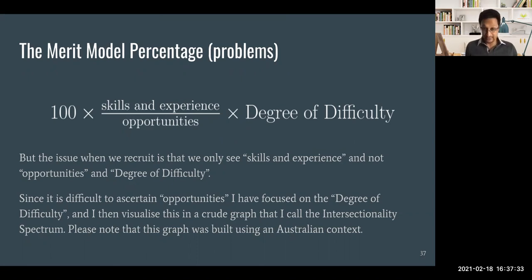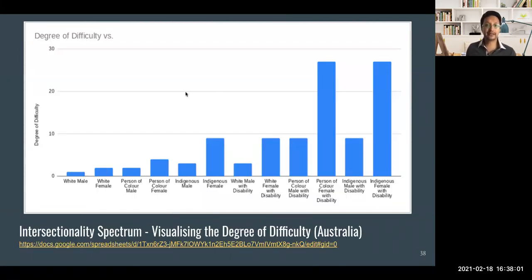And I call it the intersectionality spectrum, just because I wanted to give it a name. And I realized as I was doing this that it's very contextual. And I've done this in Australian context, at least to give you a bit of a feel, but it allows me to, again, all models are wrong, but some are useful. I find it useful to allow me to see where I sit and who I should help, if that makes sense. So if you have a look here, this is the degree of difficulty.